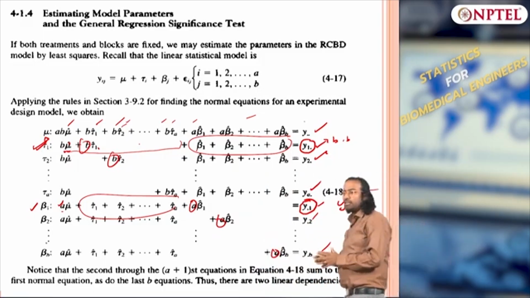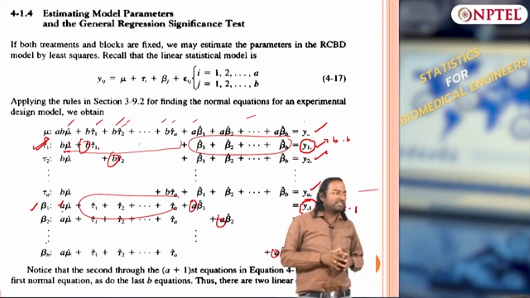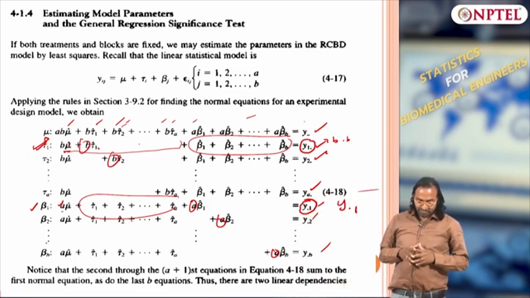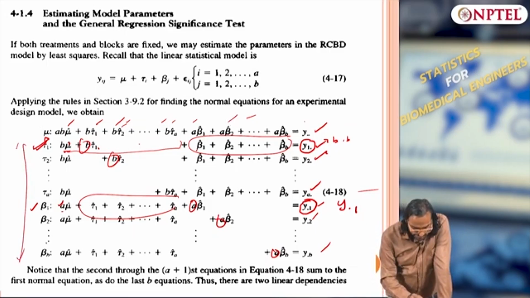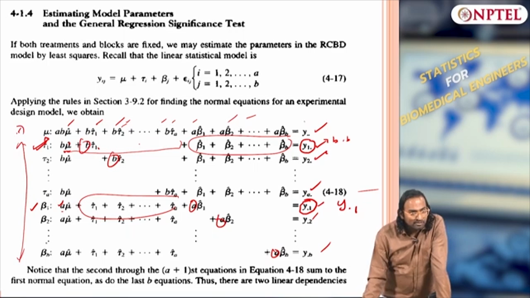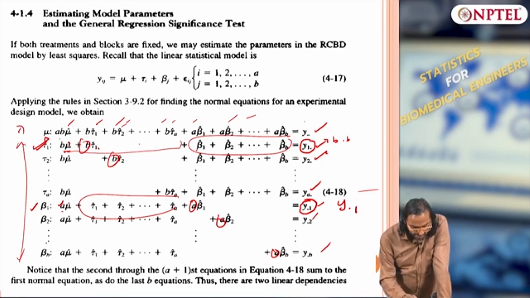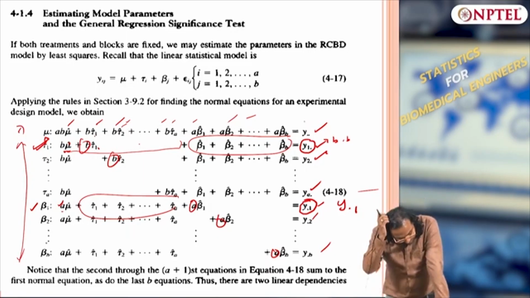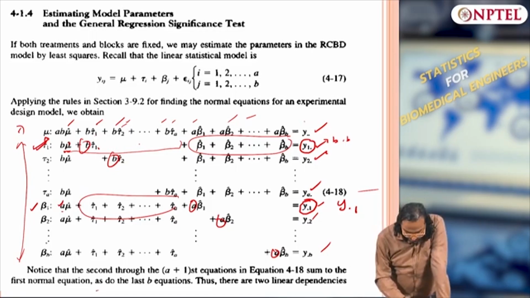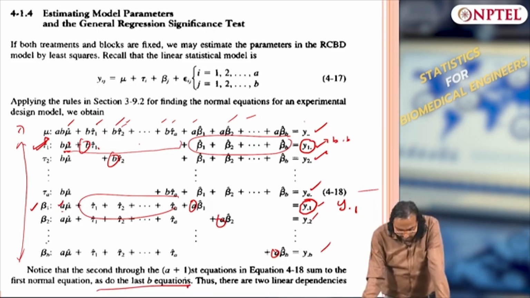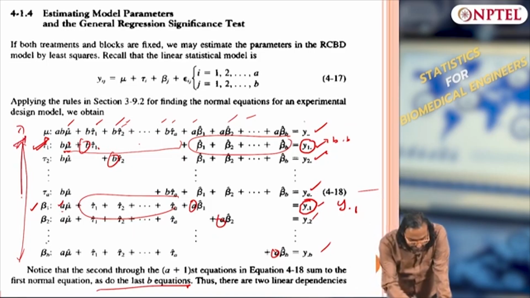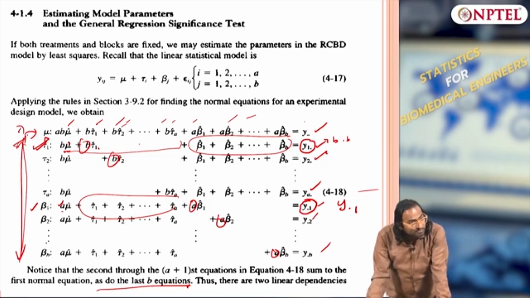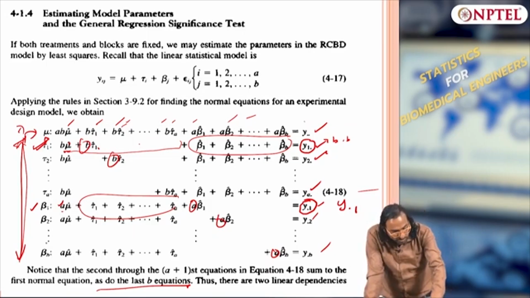And are all these equations independent? How many equations are independent? How do I get the first one? If I add all these equations, I will get the first equation. So at least the second through A plus 1 equations sum to the first normal equation, right. So this whole thing, if I add, I will get this equation. This entire A plus 1 into this A equations and this B equations, if I add, I will get the first equation.